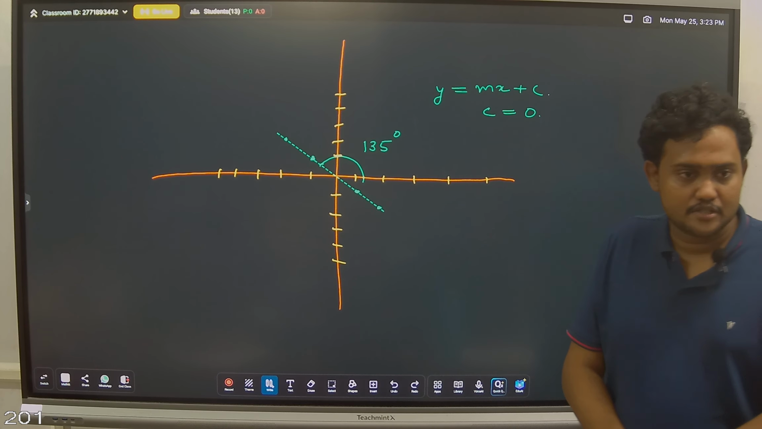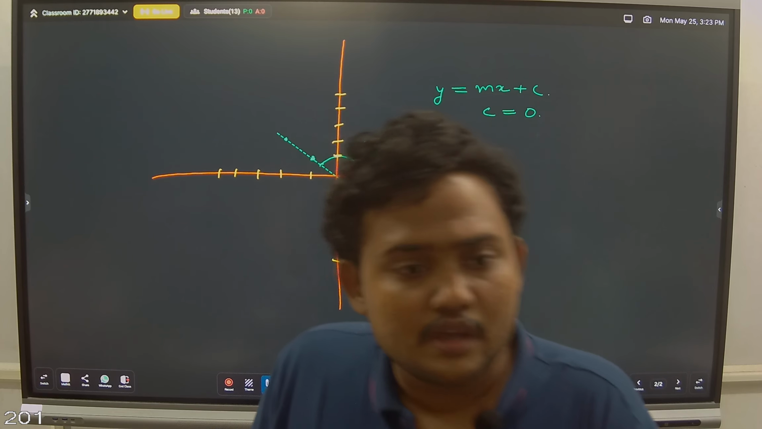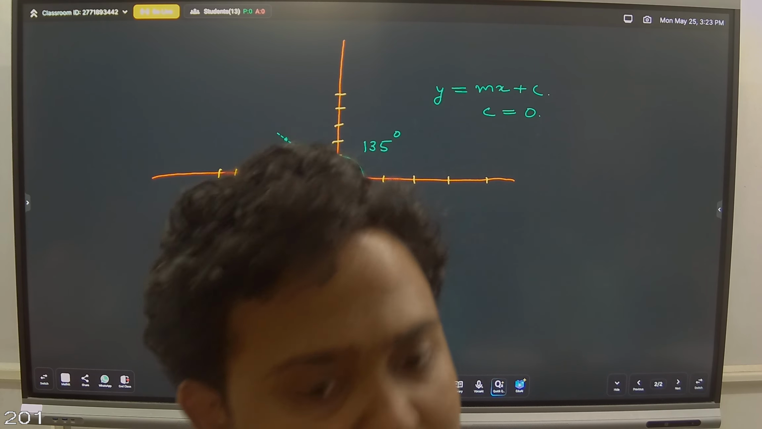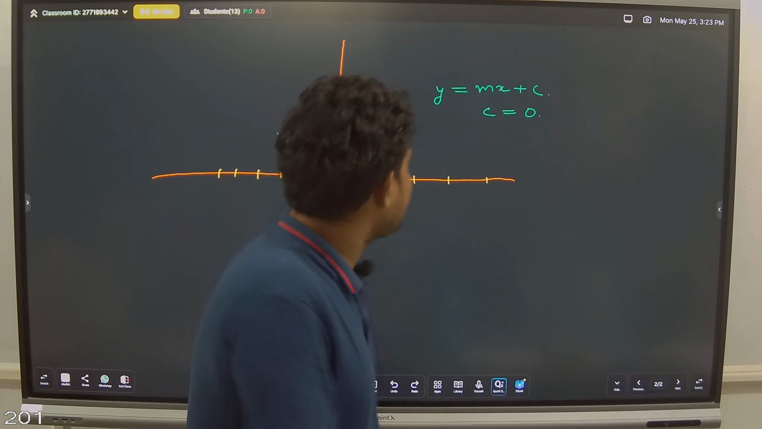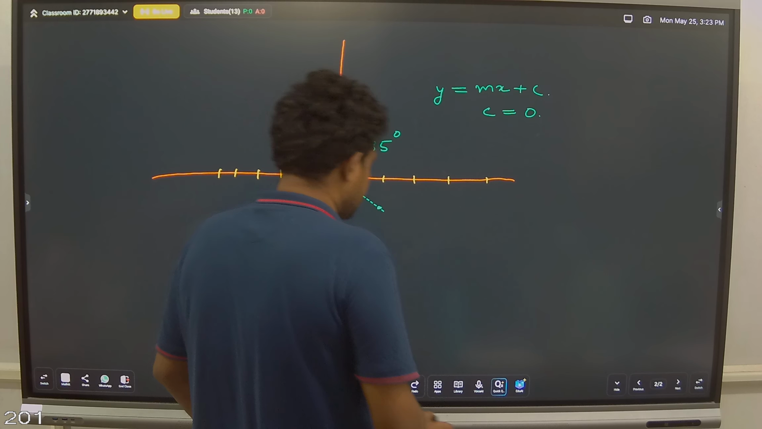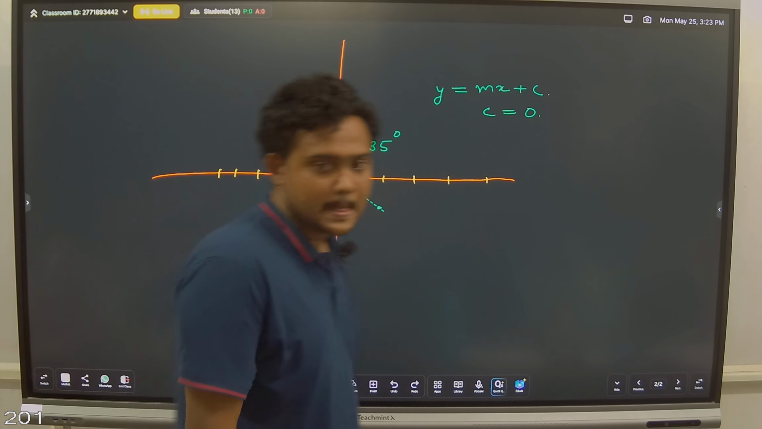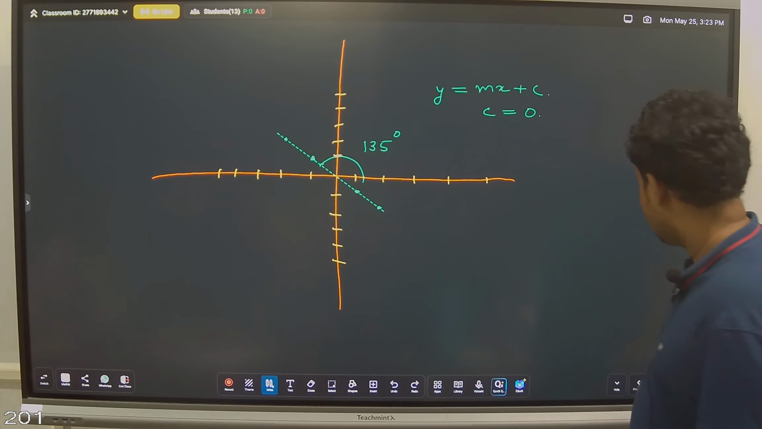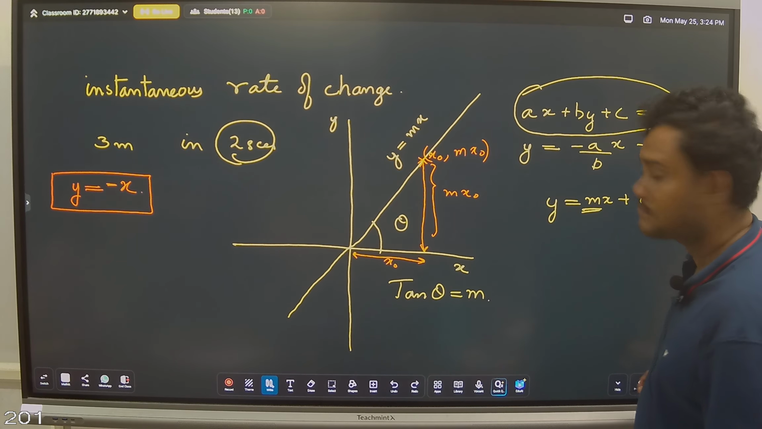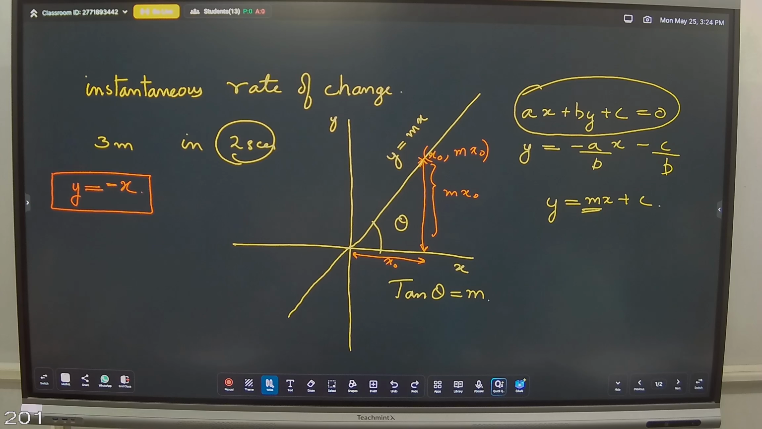The line does not pass through the origin. Instead, for x equal to 0, y has a value of c, right? For x equal to 0, for this expression, have you taken this down so far? Did you take this down? So take this down first.